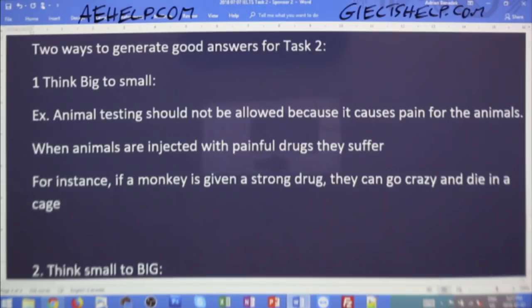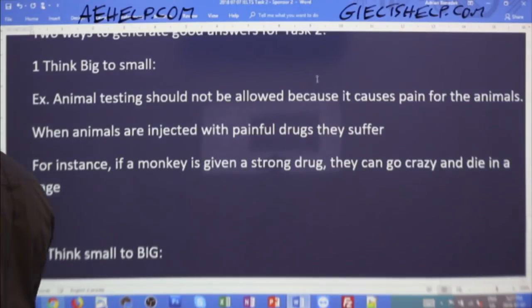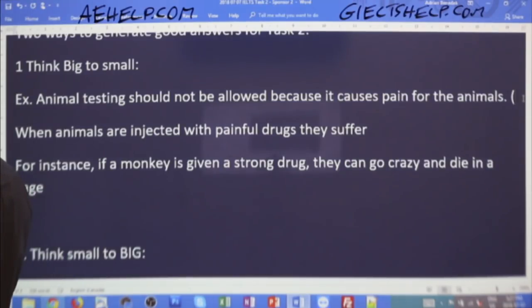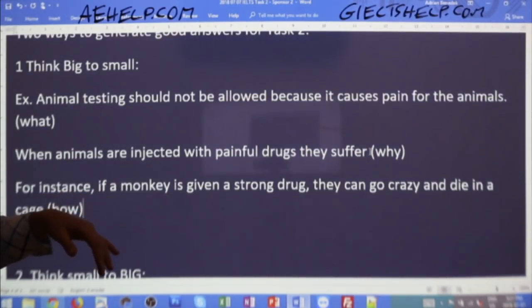Okay, here is the opposite. So just review this one. Thinking big to small. So thinking of the what first. Okay, so in this case, the what is animal testing should not be allowed because it causes pain for animals. So that's the what. It's unethical. Why? Because when animals are injected, they suffer, or when they're used for tests, they suffer. So that's the why. And then the example is the how. For instance, a monkey is given a strong drug, it goes crazy and dies in its cage, okay? So that's the how. So this is the big to small, and that's the small to big, all right?